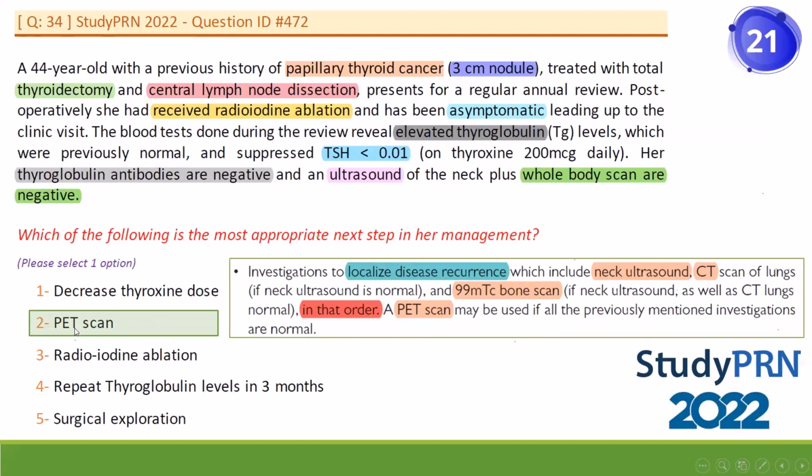So in this situation, we cannot decrease the thyroxine dose. We cannot give radioiodine ablation. Actually, radioactive iodine ablation is one option if we cannot find the source, as I mentioned from the textbook, that in any patient with elevated TG, we have 3 options. One of them is to give empirical radioactive iodine, but in the exam, PET scan is the best option.